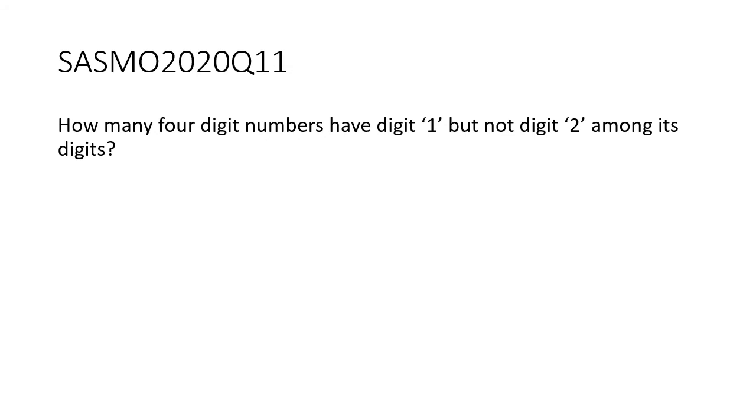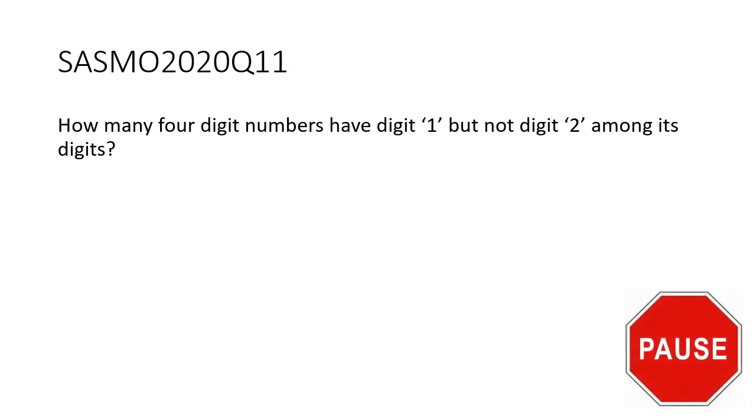Question number 11. How many 4-digit numbers have the digit 1 but not digit 2 among its digits? Pause the video here and give this question a good try.